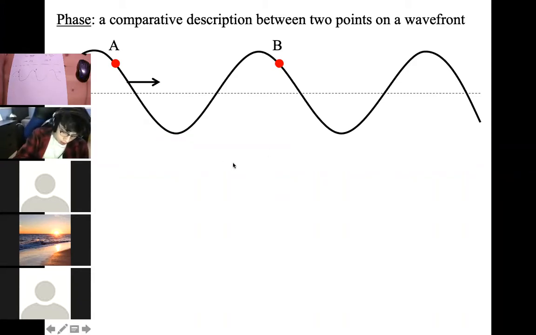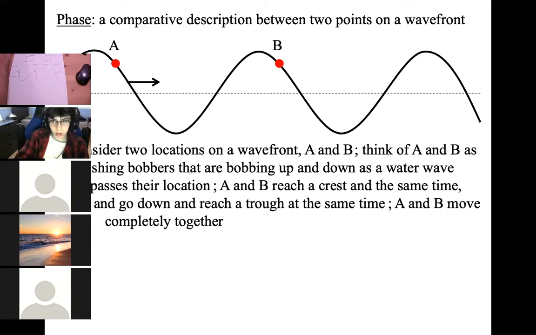Now, question for you. How far apart are bobbers A and B in terms of wavelength? Bobbers A and B are completely in phase with each other. How far apart are they on the wavefront? What's the distance from here to here? How many wavelengths apart? And the answer, I'm saying yes, one wavelength apart.